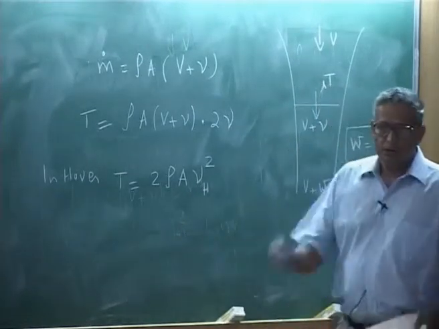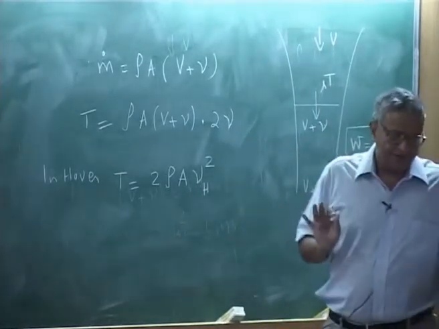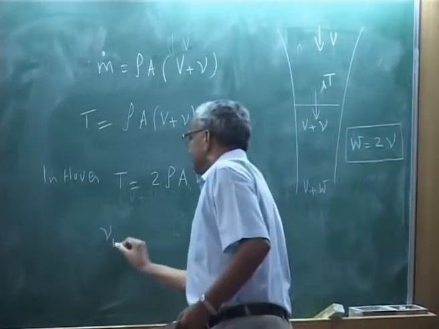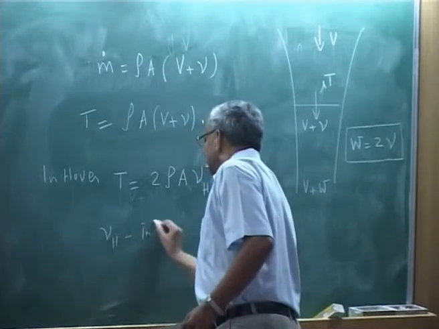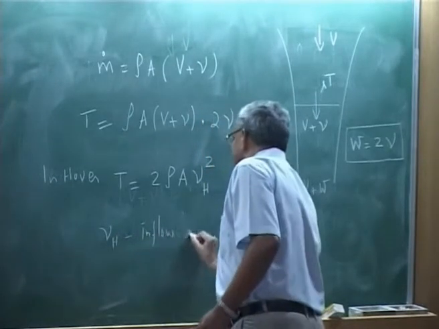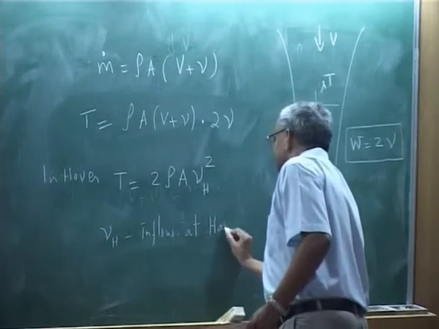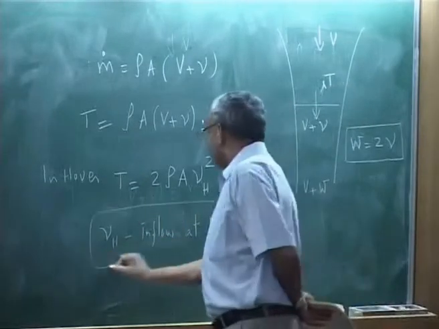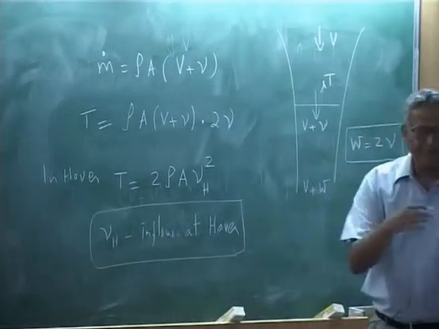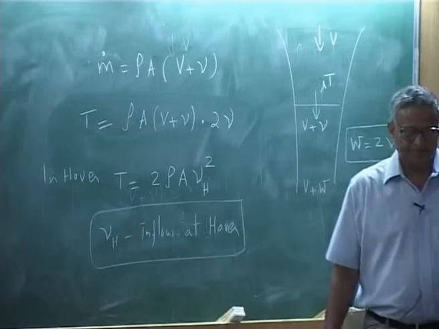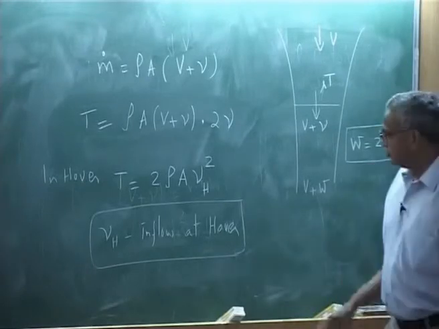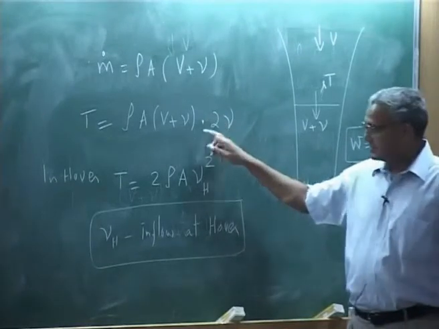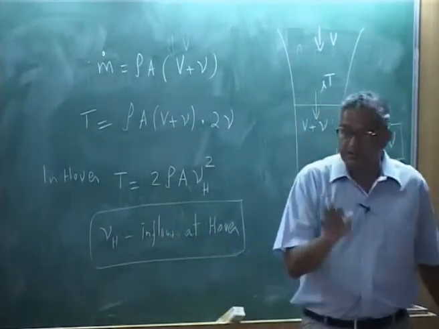nu h is hover inflow, inflow at hovering condition. Okay. So, you say nu h is inflow at hover. Because I want to non-dimensionalize the equation. Now, you see I can equate both, because I am supporting the same weight.